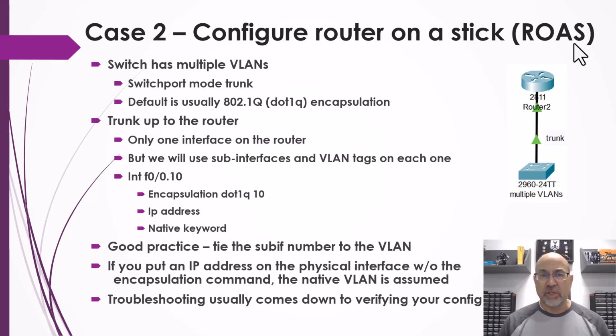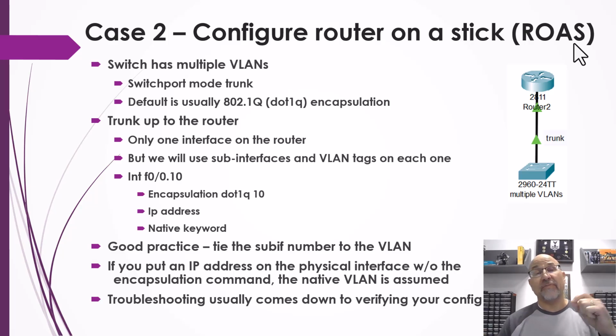So the switch is going to have a configuration on it. It's going to be a trunk, and you'll have multiple VLANs on the trunk. Remember, don't put your trunk in a VLAN. And then our encapsulation will be .1Q. That's our default.